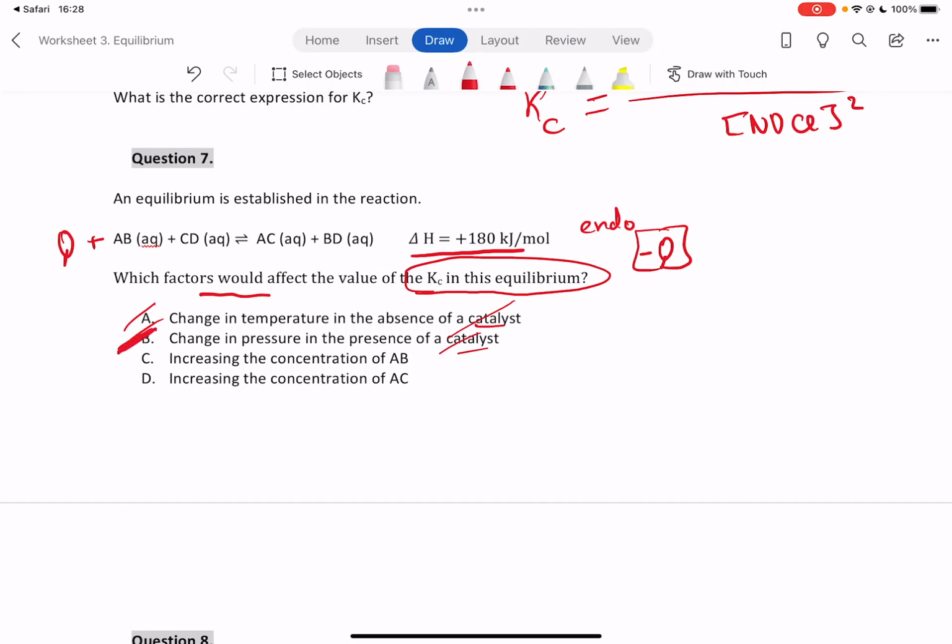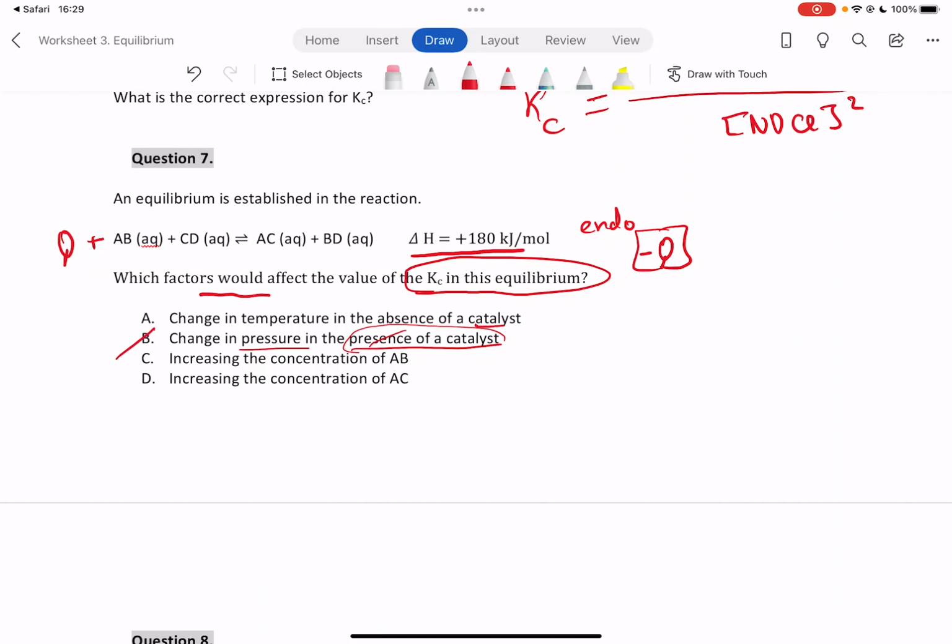B is not there because there is a catalyst, and there is no catalyst actually in here. So let's take a look again. Change in temperature in the absence of catalyst. Change in pressure in the presence of catalyst. Catalyst doesn't change anything. What about pressure? Does the pressure change the Kc? No. Even though pressure can change the concentrations, after some time, it becomes equilibrium again. So overall, Kc does not change.